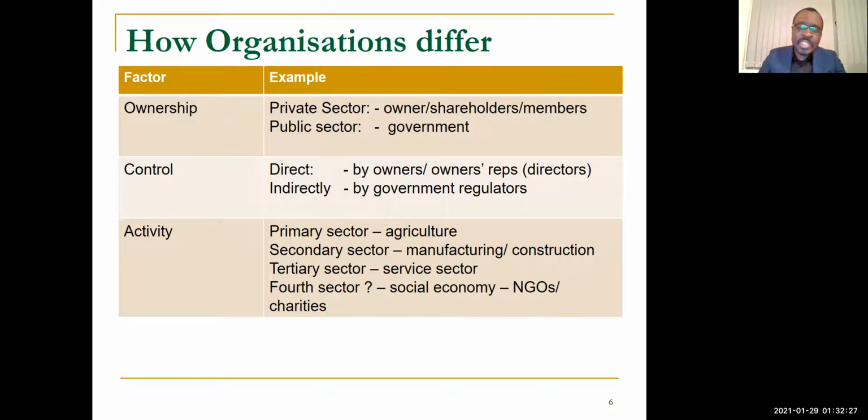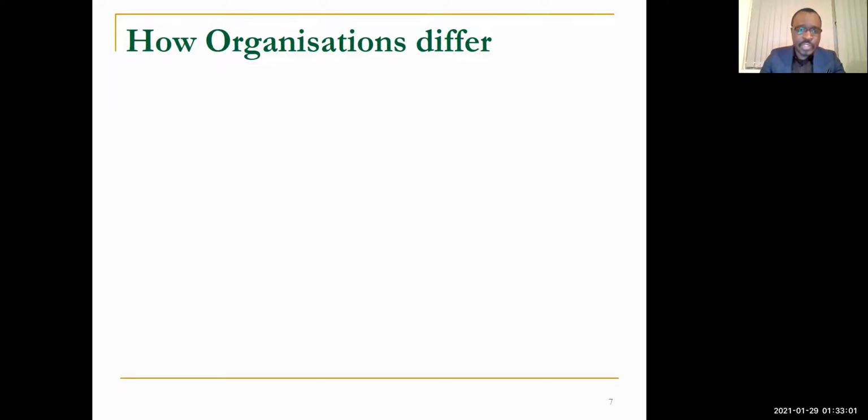it tells us the kind of organization that we have. The activity that they engage in: we have the primary sector, which deals with raw materials, the secondary sector, which will convert the primary sector outputs into output. So they leverage on the primary sector. The output from the primary sector becomes their input for the secondary sector. And the tertiary sector is usually the service sector. There is a fourth sector which has been categorized, and it is usually looking at the social economy, the charities, the NGOs, the IGOs, okay.